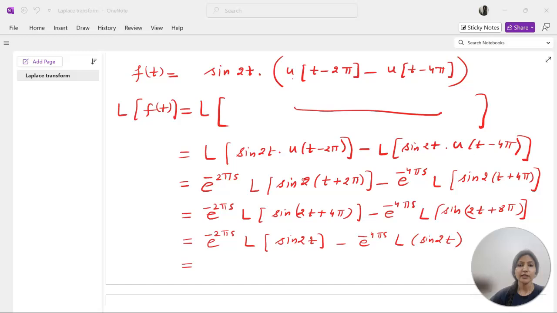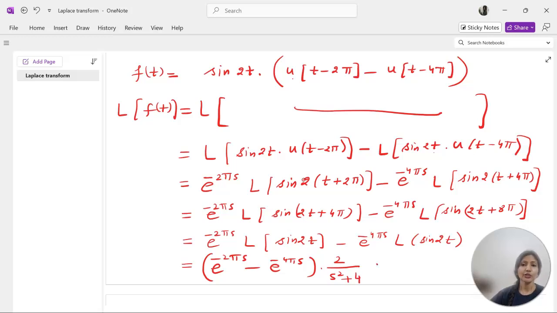By applying the formula, we can write this as e to the power minus 2 pi s Laplace of sin 2t, where t will be replaced with t plus 2 pi. Similarly here, t will be replaced with t plus 4 pi. When we open this bracket, it's sin(2t plus 4 pi). Here sin(2t plus 8 pi). Sine is periodic with period 2 pi, so multiples of pi do not affect it. Sin(2t plus 4 pi) is again sin 2t, and this is again sin 2t. We find the Laplace of sin 2t, and since this is common, I can take it common. So it is e to the power minus 2 pi s minus e to the power minus 4 pi s times the Laplace of that, which is 2 upon s square plus 2 square. So that becomes the transform function. That becomes the final answer.